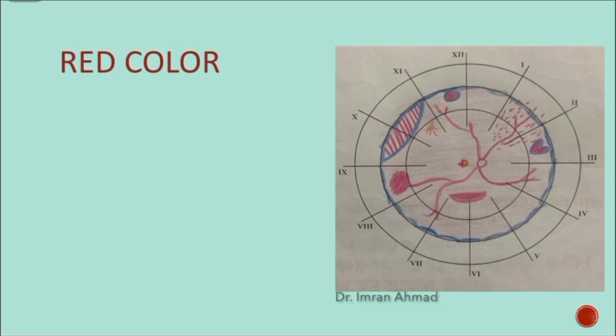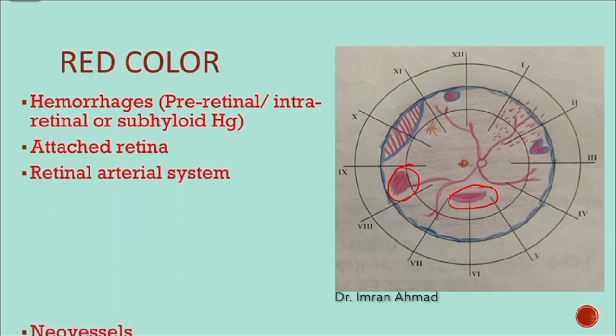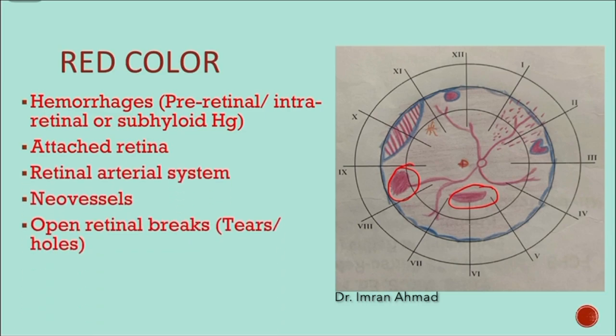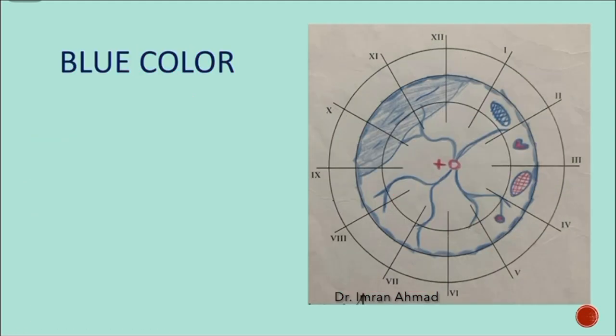Then there are various color codes which are used while drawing the retinal diagram. The most important one is the red color, and red color is used for the hemorrhages, whether it's pre-retinal, intraretinal, or subhyaloid hemorrhages. So any hemorrhage will be drawn as red. Then attached retina, again, that is drawn as red. The retinal arterial system, the new vessels, open retinal breaks, that is the tears or holes, and the open portion of the giant retinal tear or large dialysis, macular edema again.